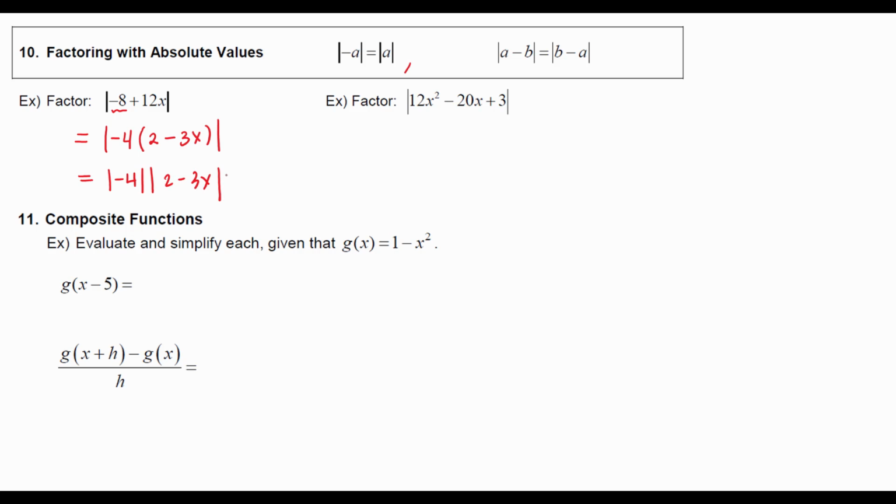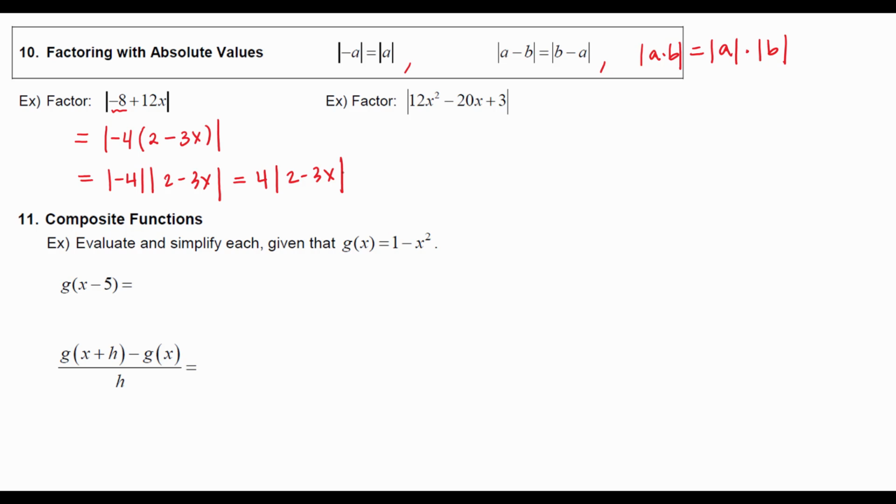It doesn't have that in the box, but you can add one more. So the absolute value of a times b is equal to the absolute value of a times the absolute value of b. You can do that with a product or quotient. So this is equal to 4 times the absolute value of 2 minus 3x.